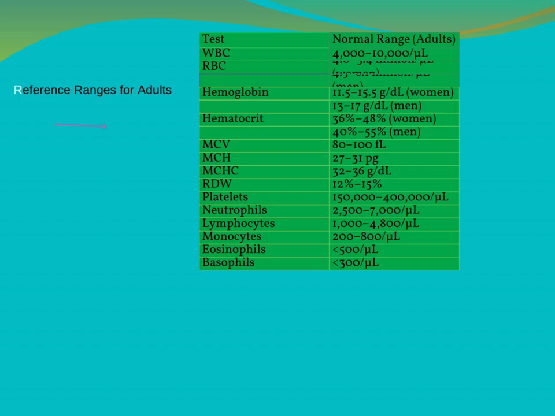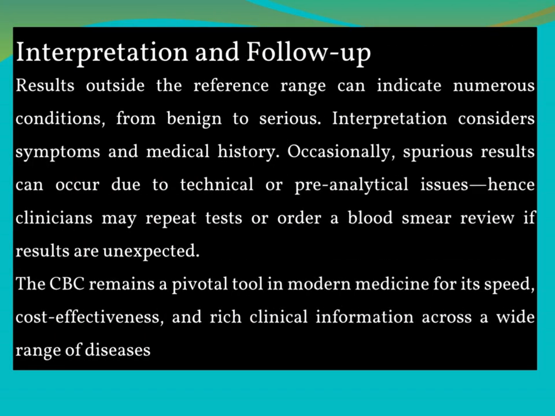This is a reference range for adults. These are the tests: WBC 4,000 to 10,000 per microliter, RBC, hemoglobin, hematocrit, MCV, mean cell volume, MCH, mean cell hemoglobin, MCHC, mean cell hemoglobin concentration, RDW, platelets, neutrophils, lymphocytes, monocytes, eosinophils, basophils. So these are values of RBC, erythrocytes, leukocytes, platelets, and blood indices.